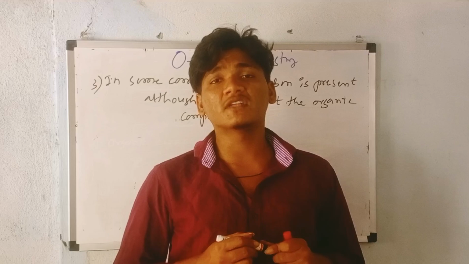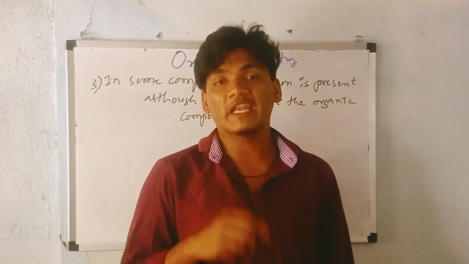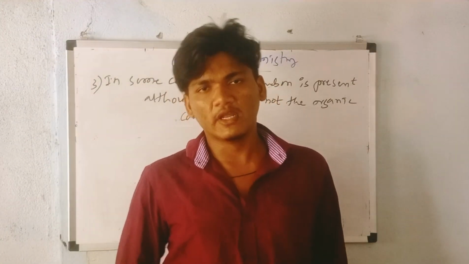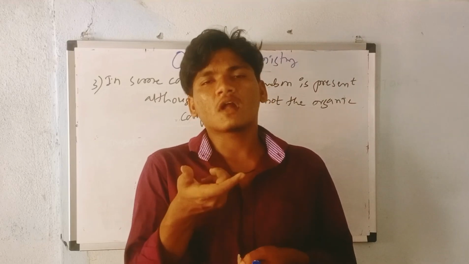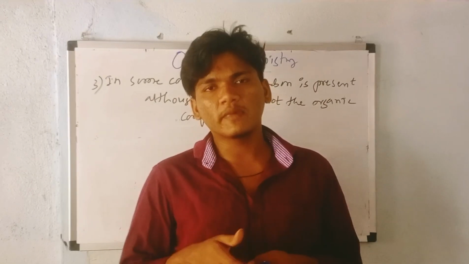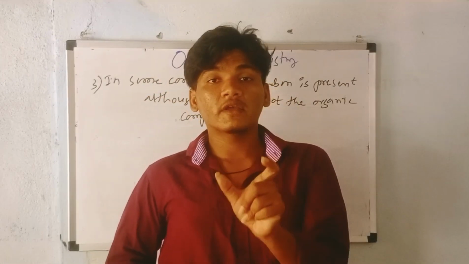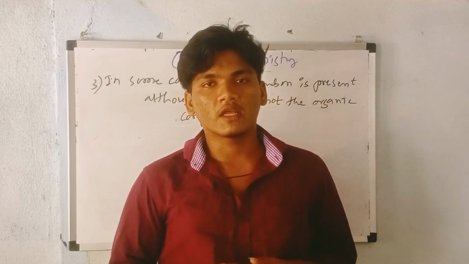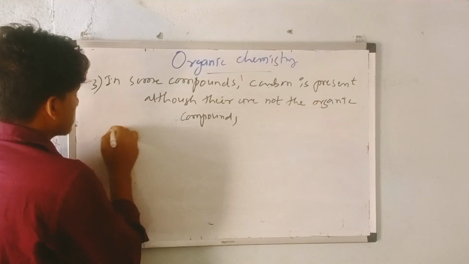These statements are very important. If they ask in the examination, which of the following is not an organic compound, they can give different compounds, and each compound has a carbon element. In every compound you can find a carbon element. We know that a compound which has carbon element, we can conclude it as an organic compound, right? But in some compounds carbon is present, although they are not organic compounds. The examples are, first, CO2.